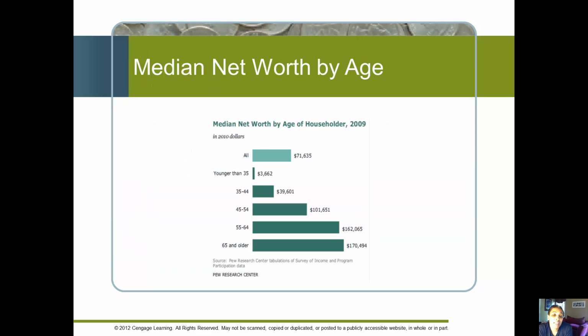So what's the median net worth? Once you figure all this out, how do you know how you stack up against the rest of the country? Well, the median net worth, so assets minus liabilities, is $71,000, but it's much lower if you're under 35, because under 35 you're just getting started. If you're under 35, the median is about $3,700, and so that median net worth grows as we get older. That makes sense because we're earning more and we're saving more over time.